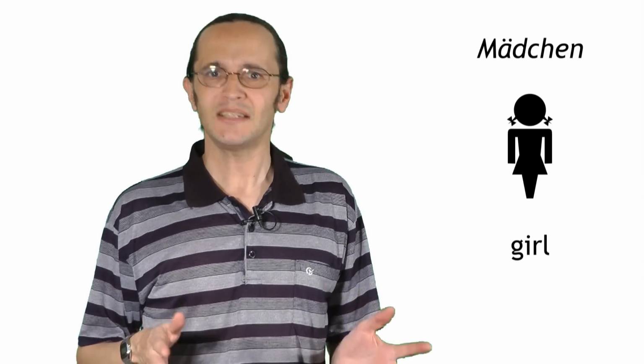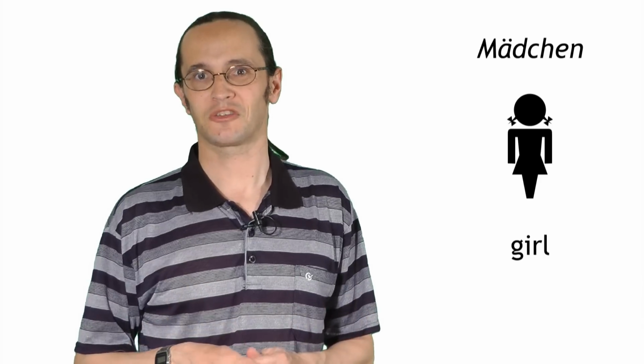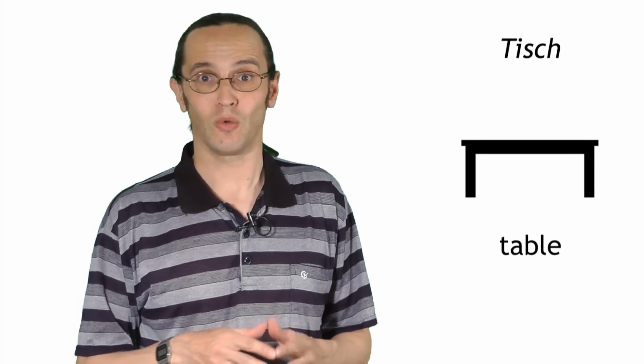Unfortunately, German doesn't work like that. Mädchen, for example, is neuter even though it clearly refers to a female human being. Tisch is masculine, although it's a thing, and Tür is feminine, although it too is a thing. And this happens in other languages as well.